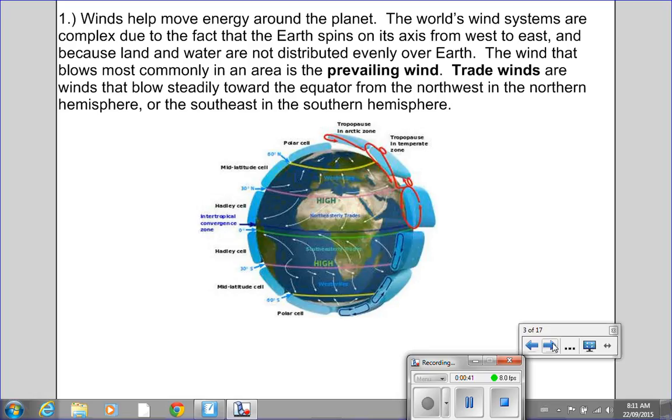First, winds help move energy around the planet. The world's wind systems are complex due to the fact that the Earth spins on its axis from west to east, and because land and water are not distributed evenly over Earth. The wind that blows most commonly in an area is the prevailing wind. Trade winds are winds that blow steadily toward the equator from the northwest in the northern hemisphere or the southeast in the southern hemisphere.